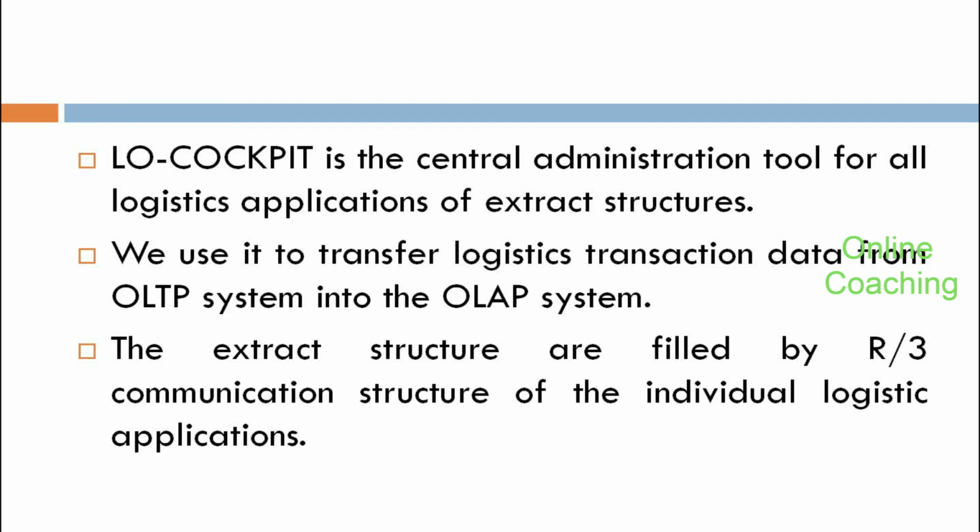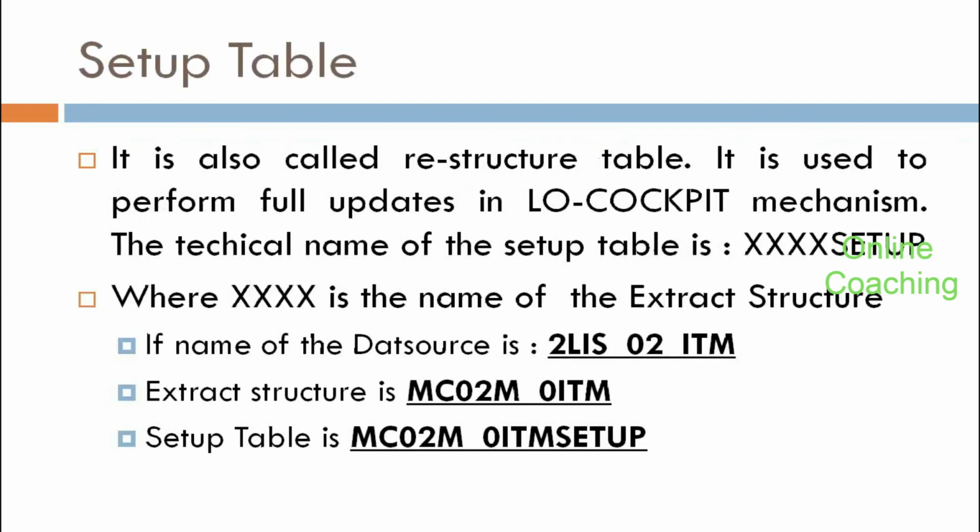We use it to transfer logistic transformation data from the OLTP system, that is called SAP R/3, into the OLAP system, that is called SAP BW. The extract structures are filled by the R/3 communication structure of the individual logistic application. So first the communication structure will be filled up, then it will send the data to the extraction structure.